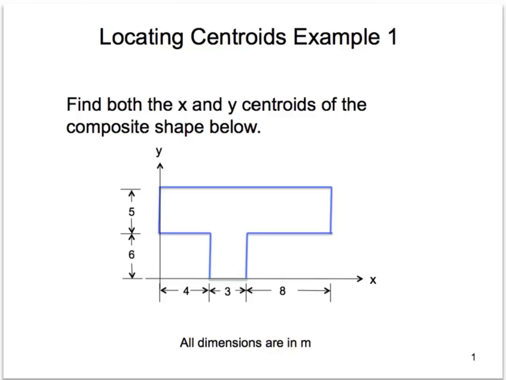This is locating centroids, example 1. In this question, we'll locate the X centroid, which would be about here maybe, and the Y centroid here. The shape is not symmetrical, so we have to calculate both the X and the Y centroid.